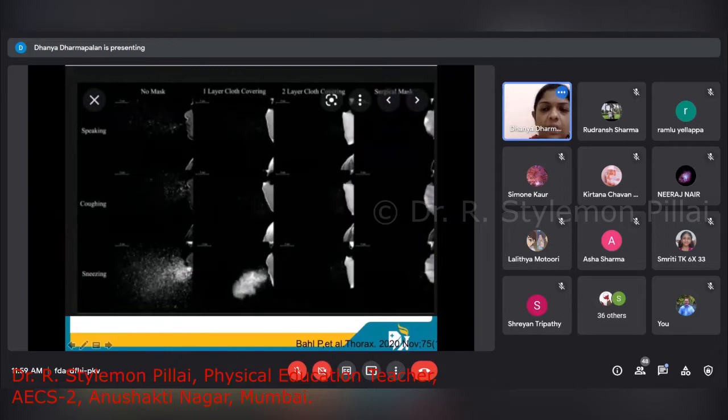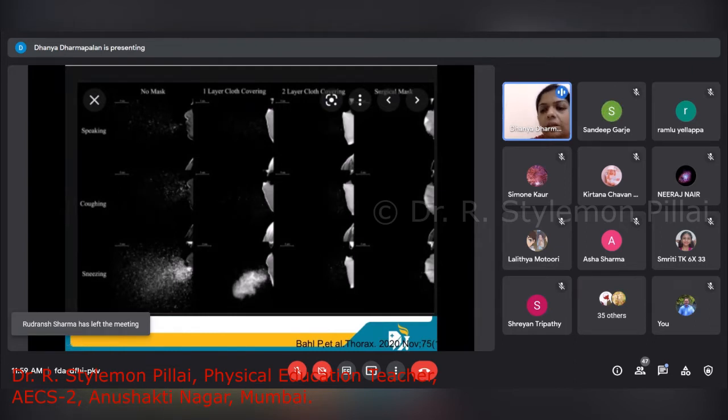Don't worry, this is not something complex, but I just showed you a picture of a child sneezing and you saw how the droplets were transmitted. So if you do not wear a mask, this is what happens. But if there is, say, just one layer of cloth, it reduces further and further when you wear your two-layer cloth mask. Of course, the protection is greater than when you wear a surgical mask. So there is such a big difference just by wearing a mask. You are obstructing the droplets from spreading around you.